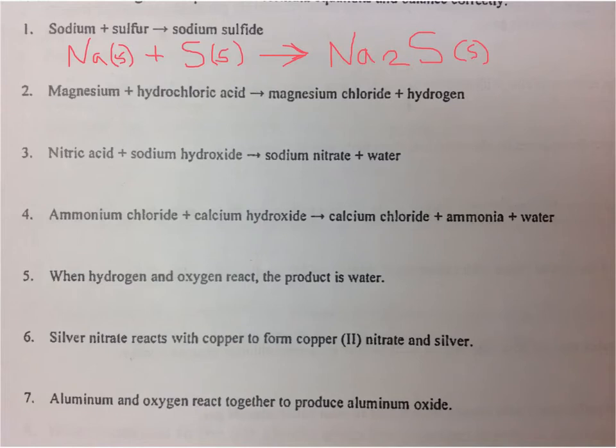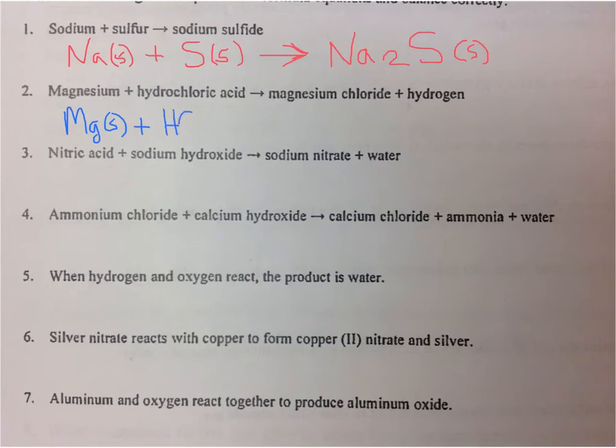Magnesium plus hydrochloric acid yields magnesium chloride and hydrogen. In this question, it's also good to know your diatomic elements because we have hydrogen. First off, magnesium is, of course, Mg. That's a solid metal, so I'll put solid.